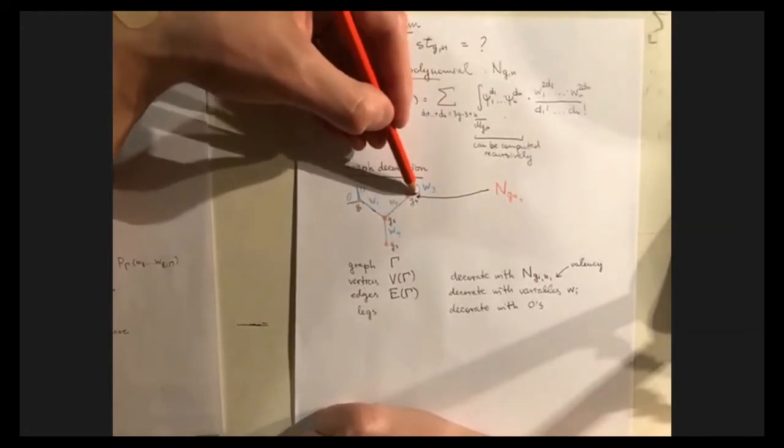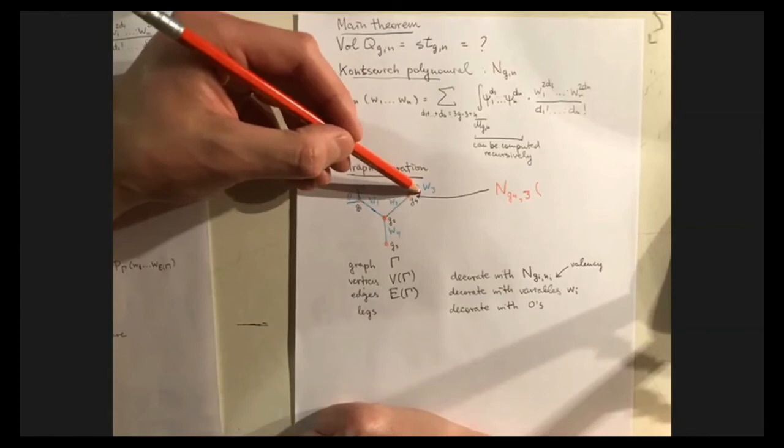And vertices, we will decorate with Kontsevich polynomials N_{g_i,n_i}, where n_i is the valency of the vertex. For example, let's look at this vertex. It will be decorated by a Kontsevich polynomial N_{g_4,3}. The valency is 3, there are 3 half edges going out of this vertex, so it should depend on 3 variables. The variables are the ones written on the half edges: w_2, w_3, and w_3.